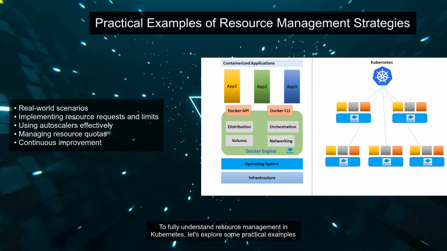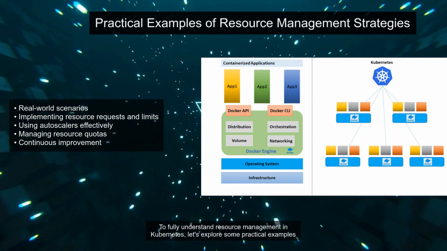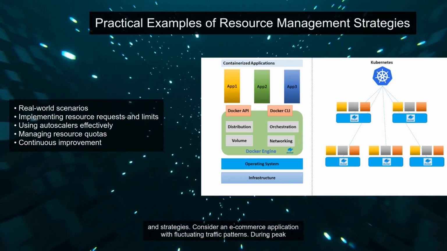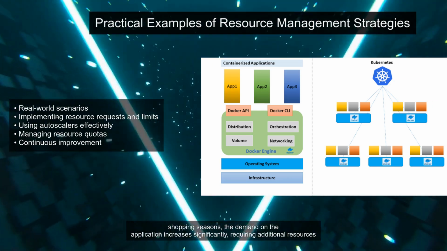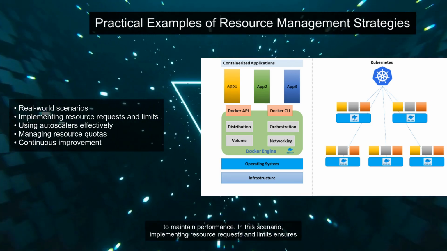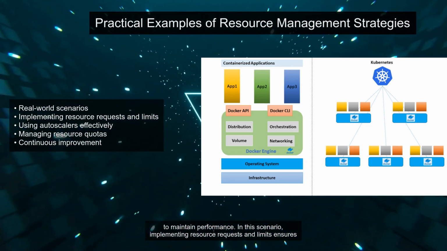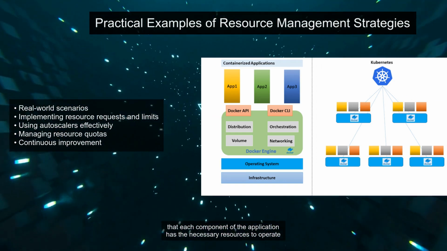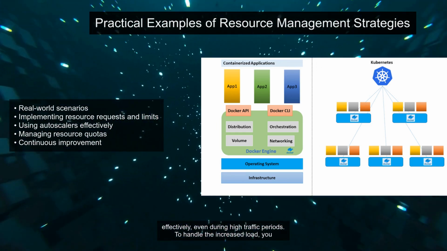To fully understand resource management in Kubernetes, let's explore some practical examples and strategies. Consider an e-commerce application with fluctuating traffic patterns. During peak shopping seasons, the demand on the application increases significantly, requiring additional resources to maintain performance. In this scenario, implementing resource requests and limits ensures that each component of the application has the necessary resources to operate effectively, even during high traffic periods.